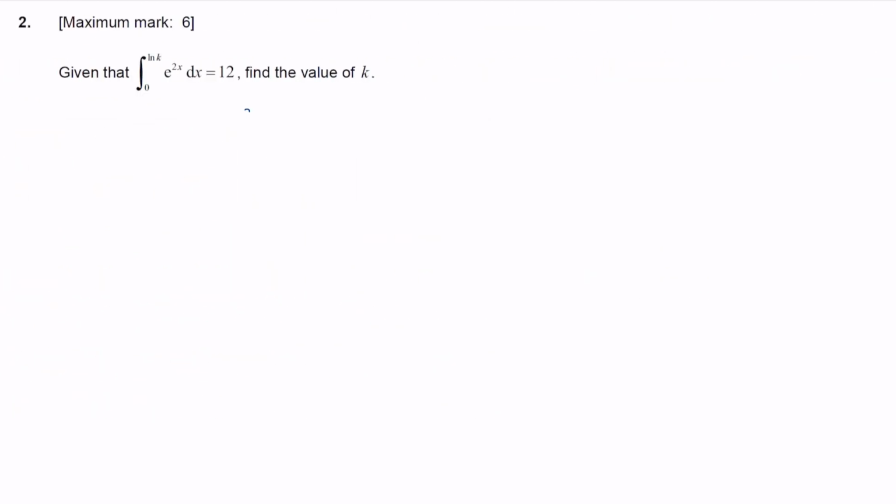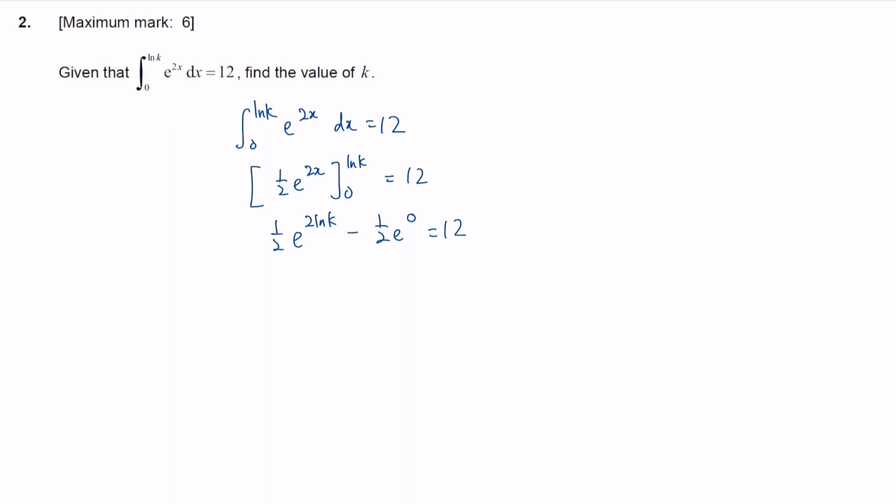Question 2, given that the integral of 0 to ln k of e to the power of 2x dx is equal to 12, find the value of k. So let's evaluate this. This is half e to the power of 2x evaluated from 0 to ln k, equal to 12. So therefore half e to the power of 2 ln k minus half e to the power of 0 equals 12. Half e to the power of 2 ln k will be 12 plus half, times 2 overall. e to the power of ln k squared equals 24 plus 1, which is 25. Alright, and so this means that k squared is equal to 25.